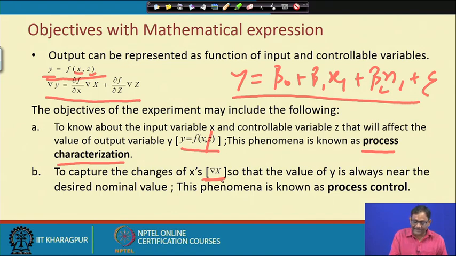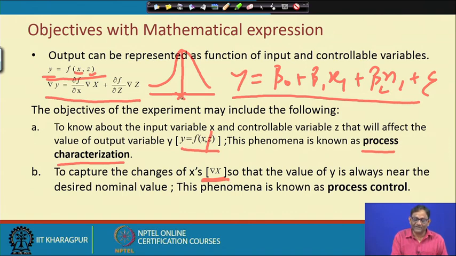So, what does it mean by desired level? Suppose I know that my y variability is like this. This is a normal curve and the mean value is here. This is the desired value, nominal value. So, I say that this y is the nominal value or the desired value. This value is also controlled by x or affected by x. So, where to put this delta x so that y will be always here?